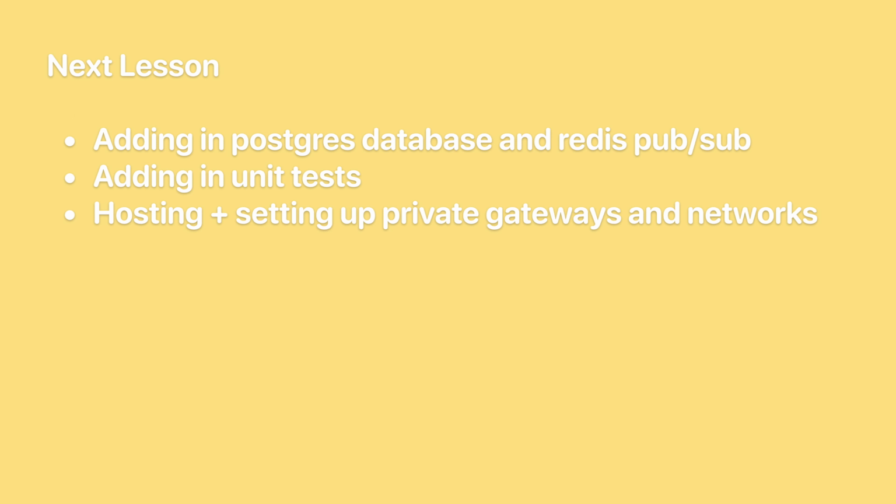We're also going to be going over adding in some unit tests to make sure that all of our application functions are working as expected, and we can test each part of the function so that we're confident when we're pushing this up to production. We'll then go over hosting this, where I'm going to host this, and setting up some private gateways and networks to connect to an online Redis and online Postgres database.